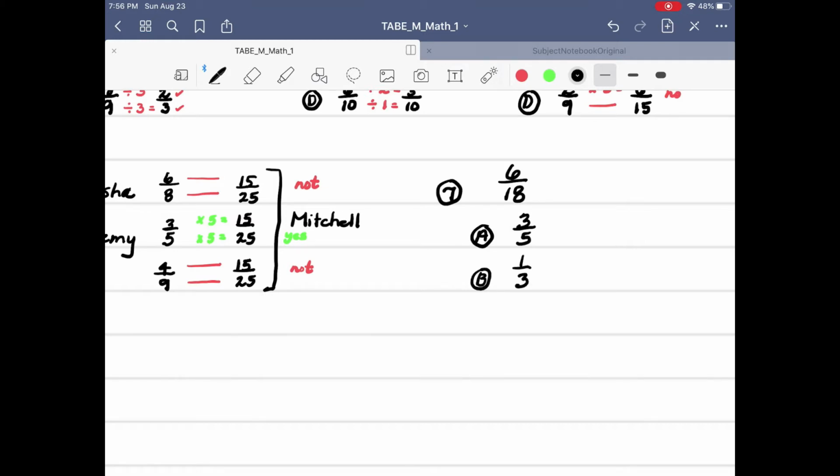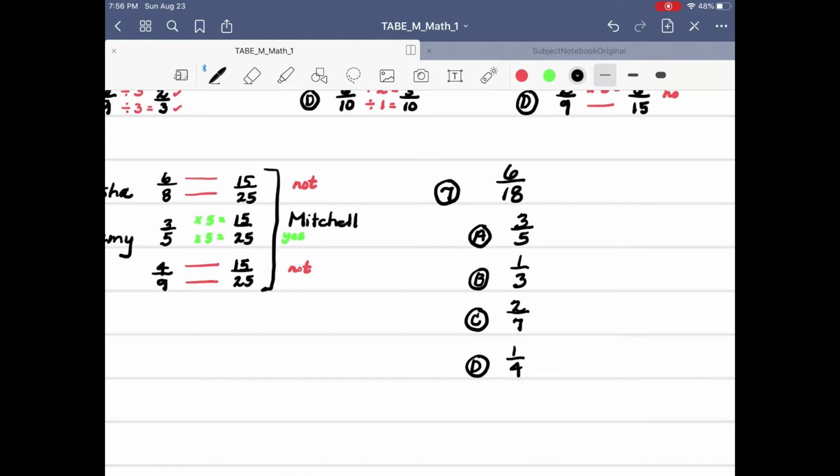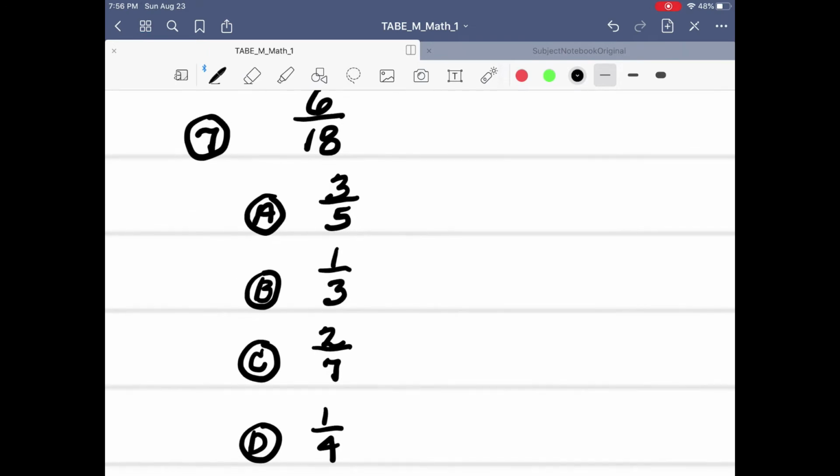We have 3/5, 1/3, 2/7, or 1/4 to choose from. So let's see. I'm going to bring that 6/18 in here, and this time we're raising to higher terms. 3 times 2 is 6, but 5 will not multiply up to 18. So this is not the one that I'm looking for.